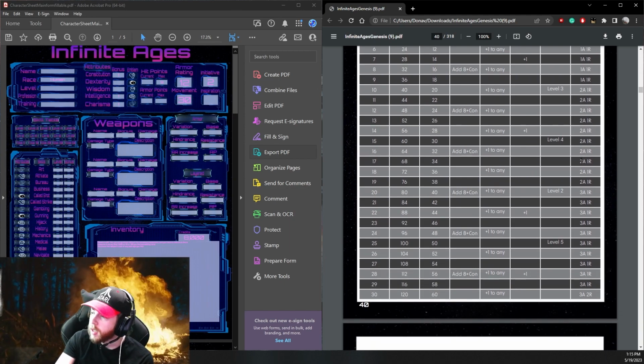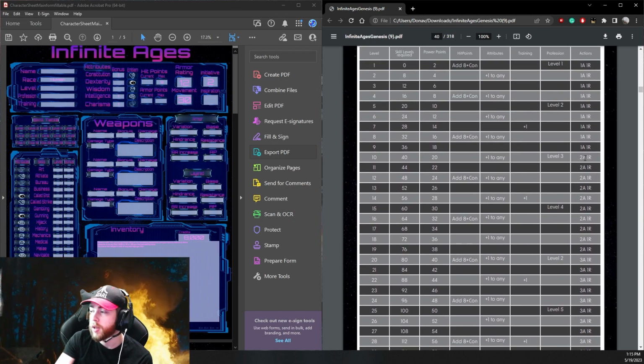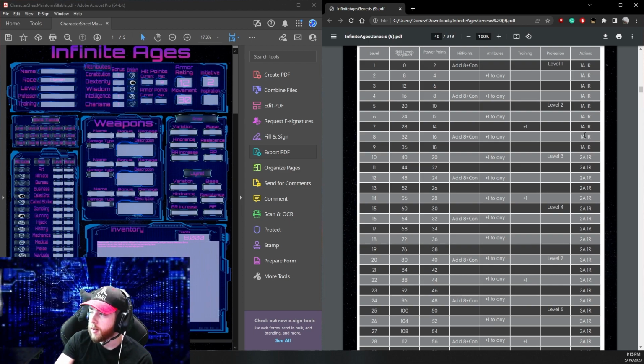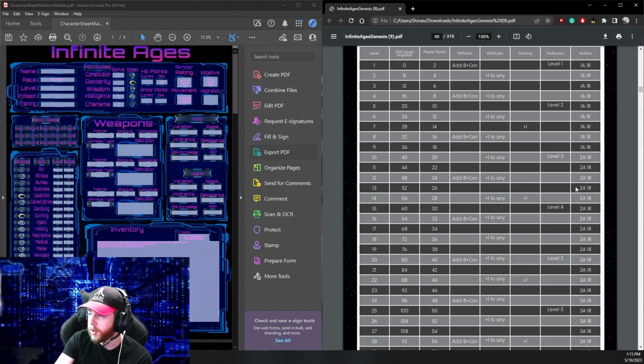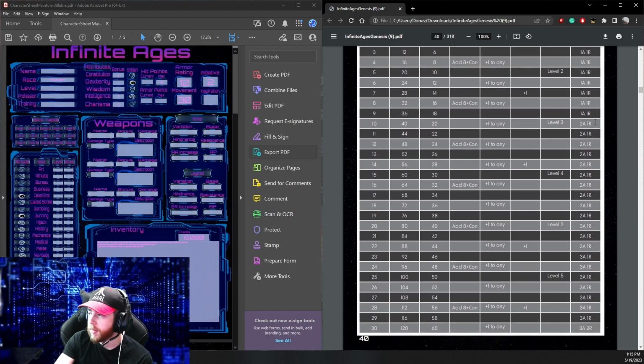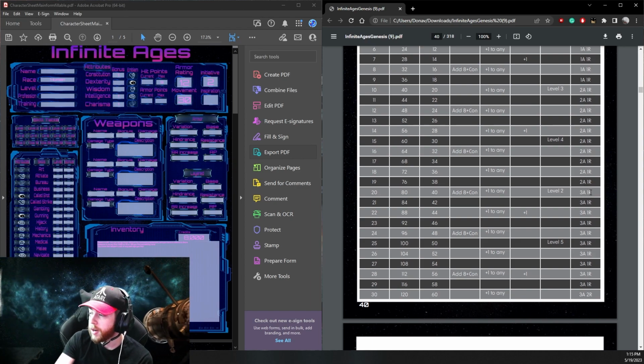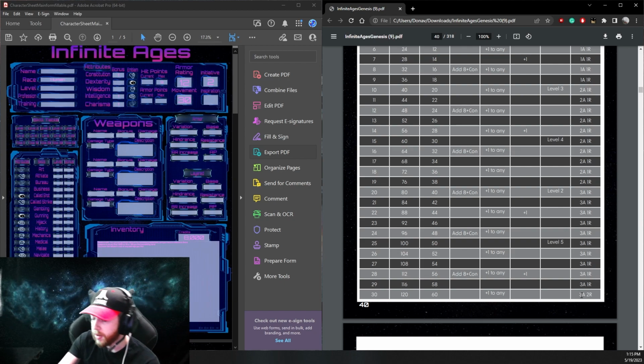And then lastly, every 10 levels you can gain an additional action. This is predetermined, so at level 10 you get 2 actions a round. Then this 1R here is your reactions. So at level 20 you get 3 actions a round, and then at level 30 you get 3 actions and 2 reactions a round.